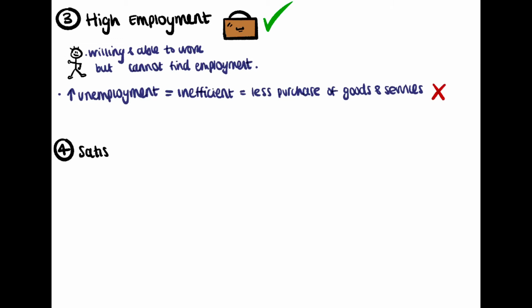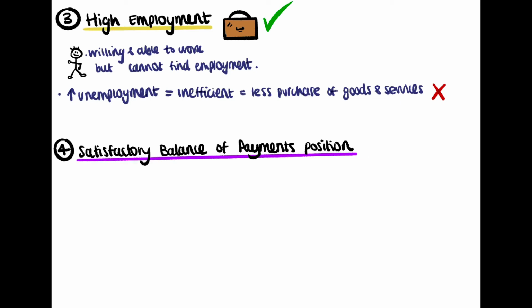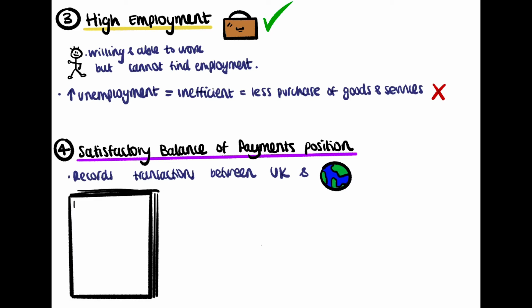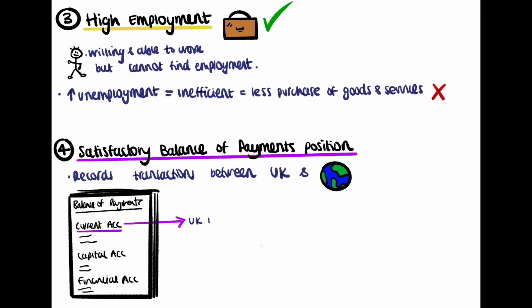The final objective is to have a satisfactory balance of payments position. The balance of payments records the transactions between the UK and the rest of the world, and this could be between consumers, governments, or even businesses. It's made up of three sections: the current account, the capital account, and the financial account. We look at the current account, which is the flow of goods and services in and out of the country. If imports exceed exports, this is a current account deficit, and if exports exceed imports, we have a current account surplus.